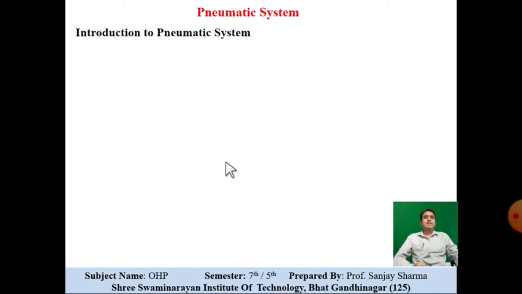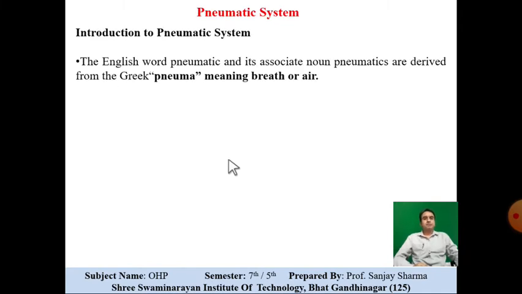Now, first of all, let us see what a pneumatic system is. The English word pneumatic and its associated noun pneumatics are derived from the Greek pneuma, which means breath or air. Pneumatic itself is a Greek word. It means breath or air. The word pneuma is associated with air or breathing.